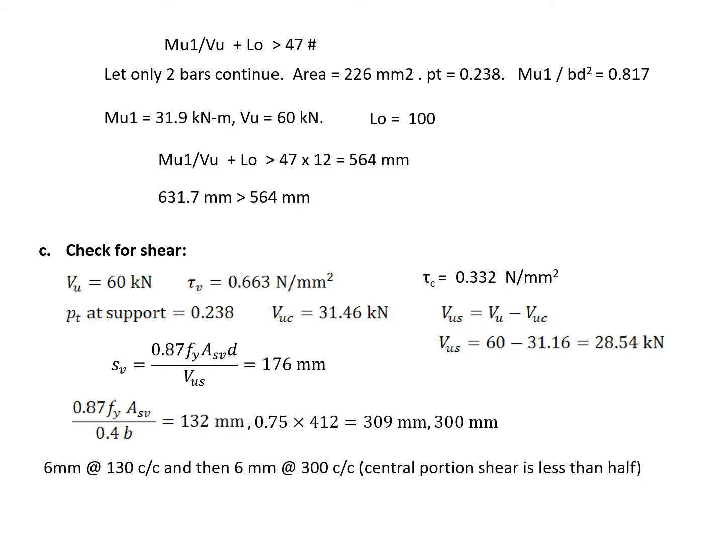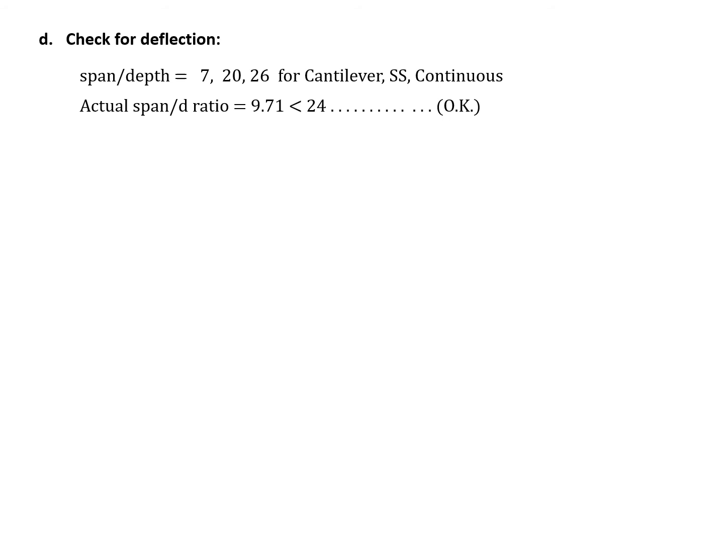So you are providing 6 at 130 towards the support, and then 6 at 300 you will adopt at the center for the simple reason that in the central portion shear force is less than half of the shear capacity. So this is your complete design. Rest is simple. Check for deflection. All you have to show is for your beam span to depth ratio is actually less than 20 is good enough. 24, we have used modification factor, but even if 9.71 is surely less than 20, so it's okay.